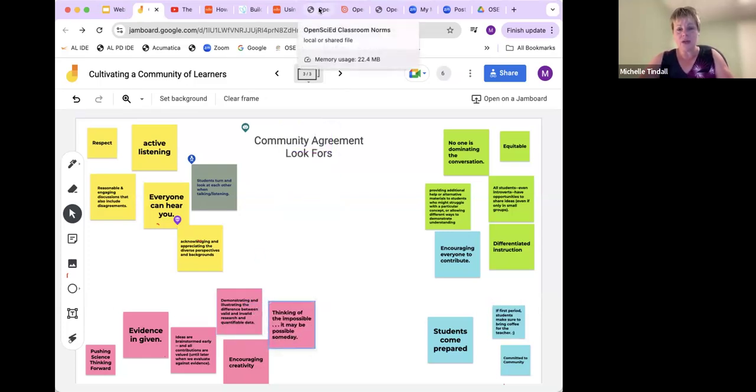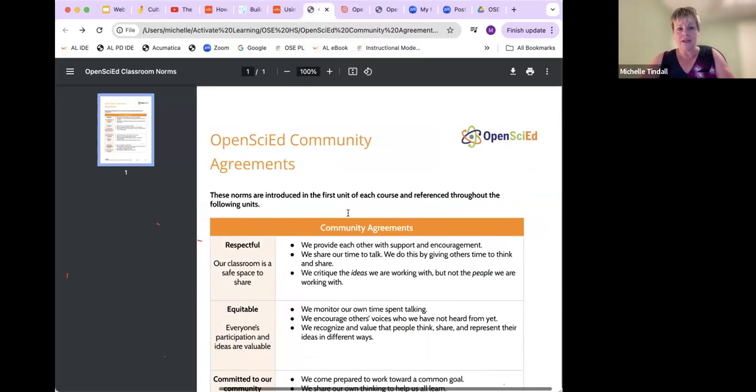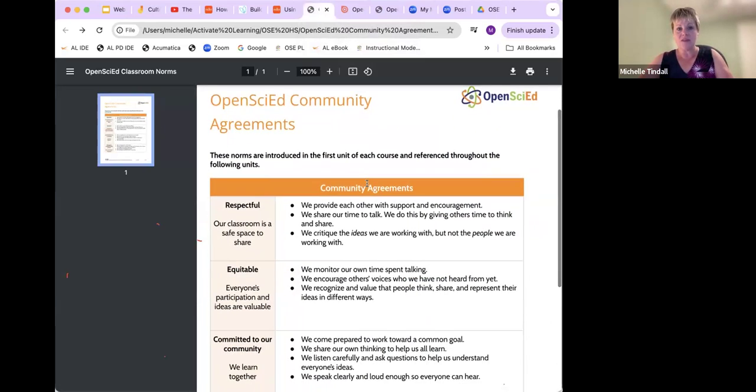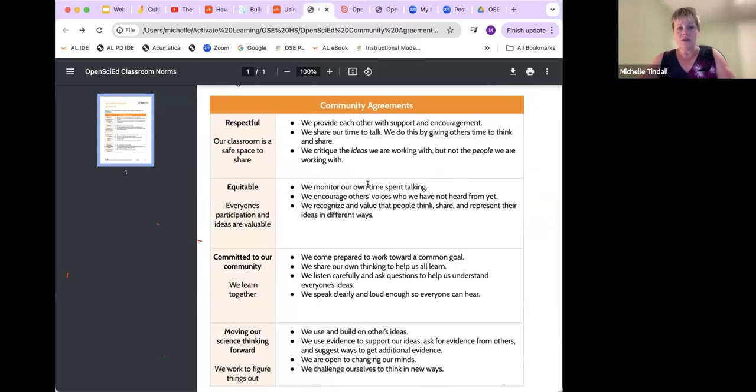I want to show you an example that we have from OpenSciEd. So think of these community agreements and how you could circle back to them and give students a chance to not just see these, but reflect. What are some of these community agreements that they do well? What might they need to work on or practice?